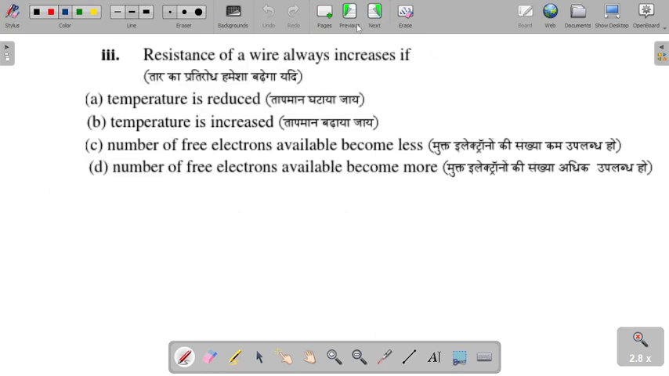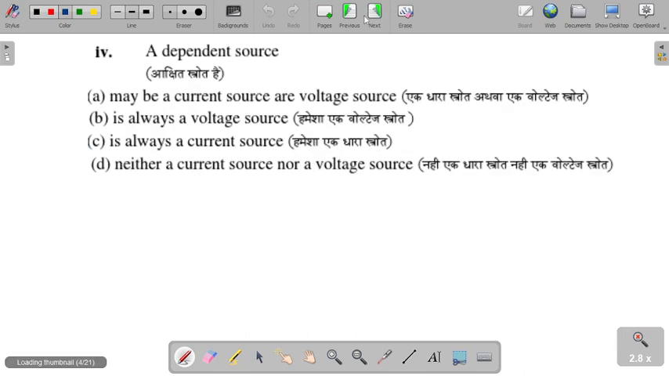Next, resistance of wire always increases if temperature is reduced, temperature is increased, number of free electrons available become less, number of free electrons available become more. So the right answer for this question will be number of free electrons available become less. In this case, the resistance of wire always increases.